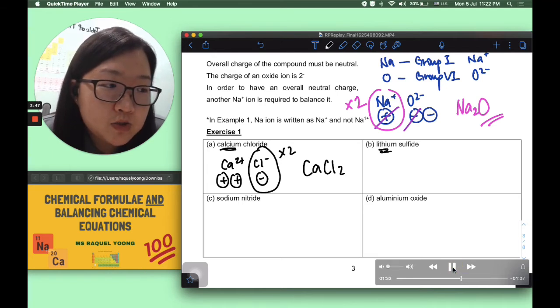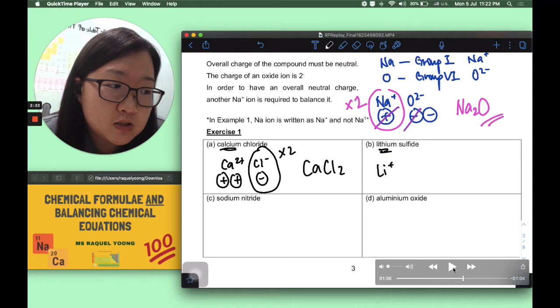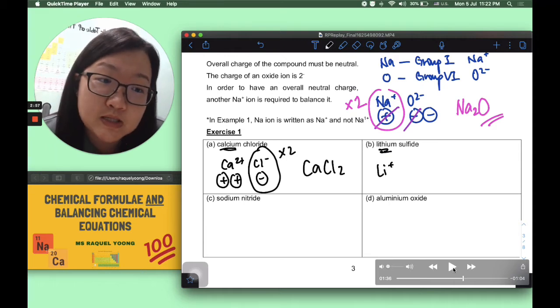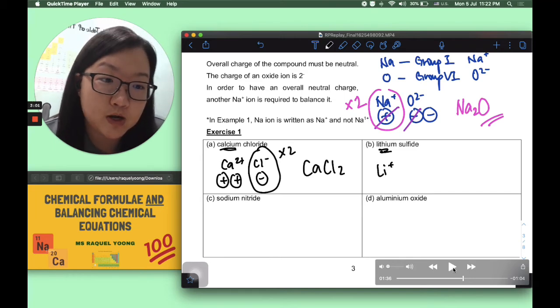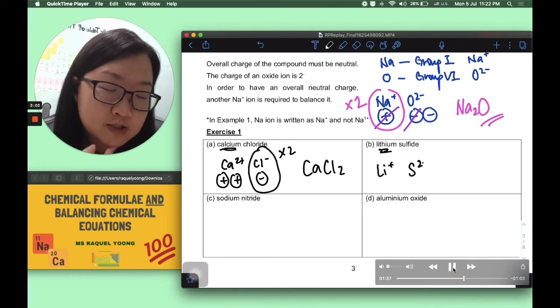Part B, lithium sulfide. So lithium is group 1, so it's Li plus. Sulfur is from group 6, right? Just below oxygen. So going by the periodic trend, it's going to form S2 minus.